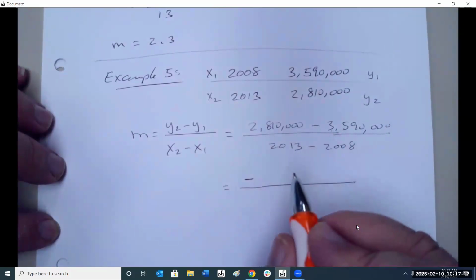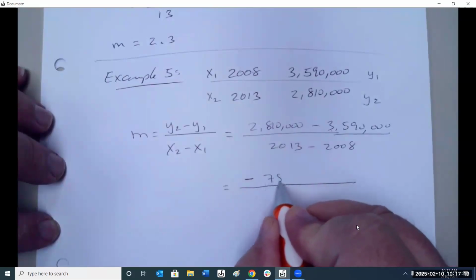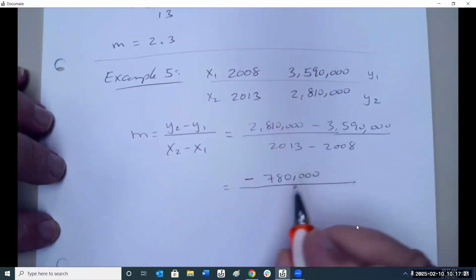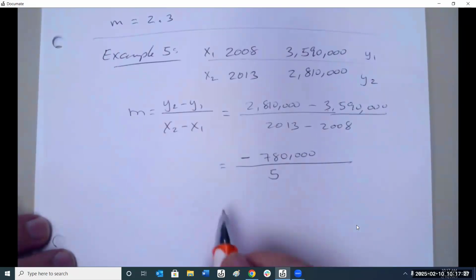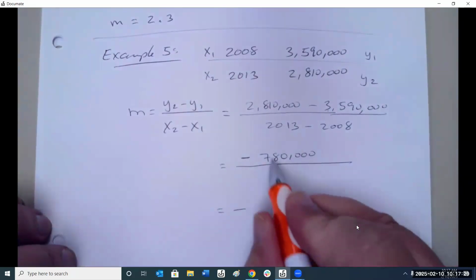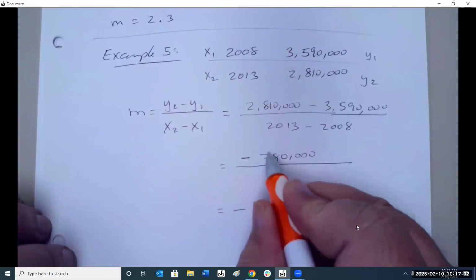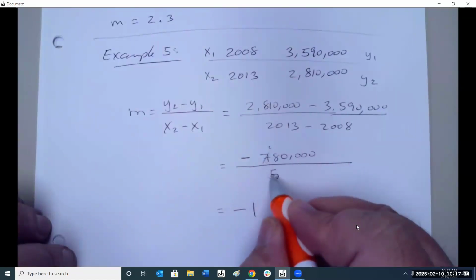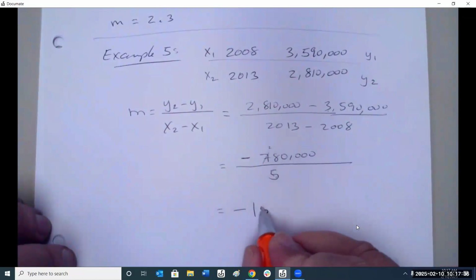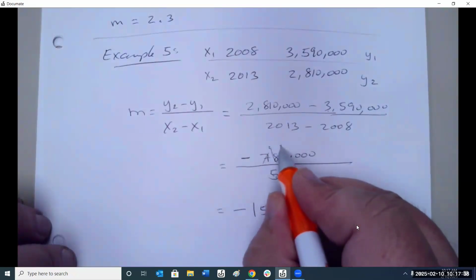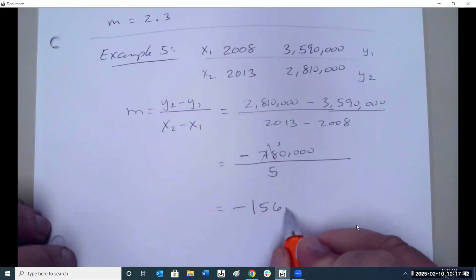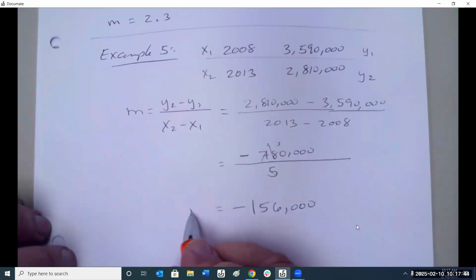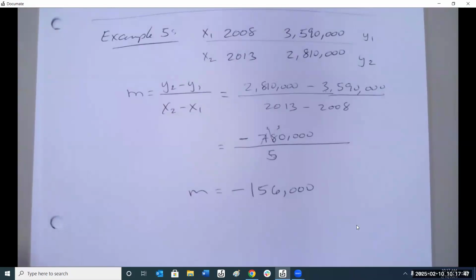It makes it negative 780,000 over 5. 5 goes into 7 once with 2 left over. 5 goes into 28 5 times with 3 left over. 5 goes into 30 6 times. So my slope is negative 156,000.